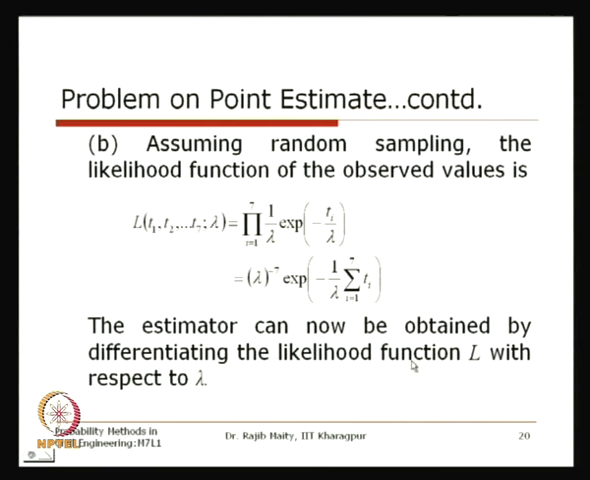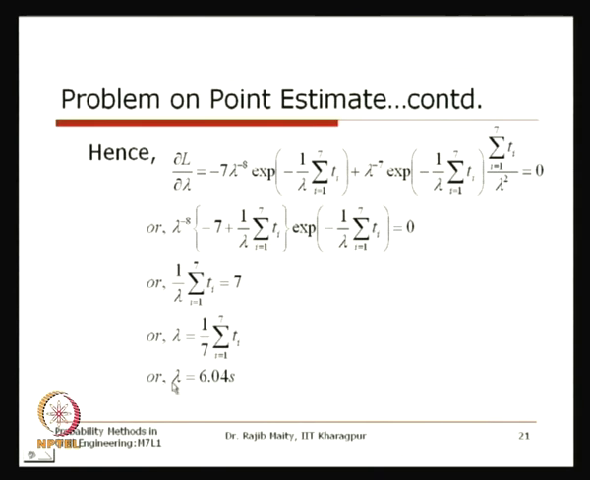The estimator can now be obtained by differentiating the likelihood function L with respect to the parameter lambda. If we take this derivative and equate it to 0, then after solving you will get that again lambda is equal to 6.04 second.